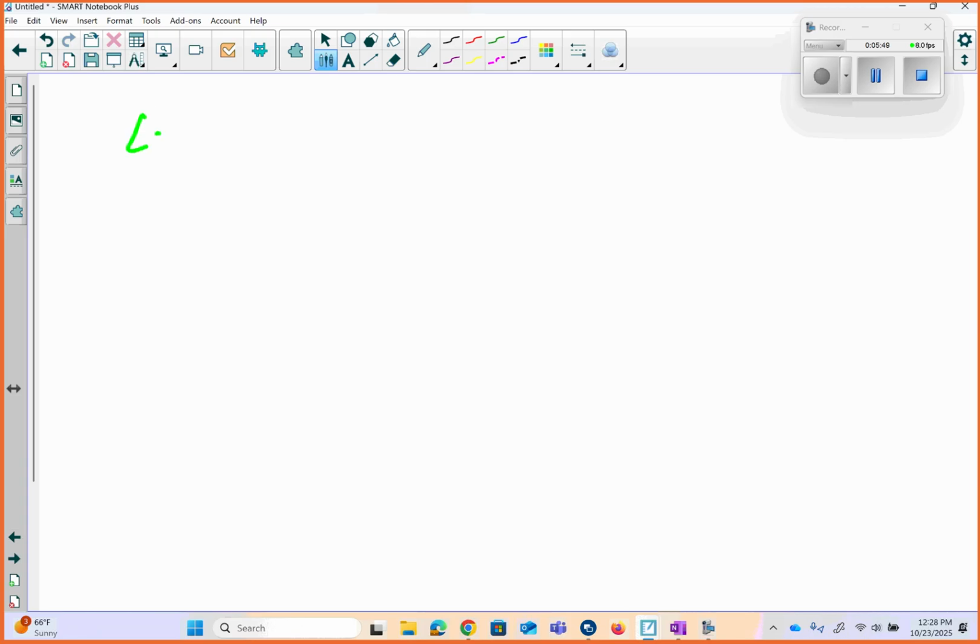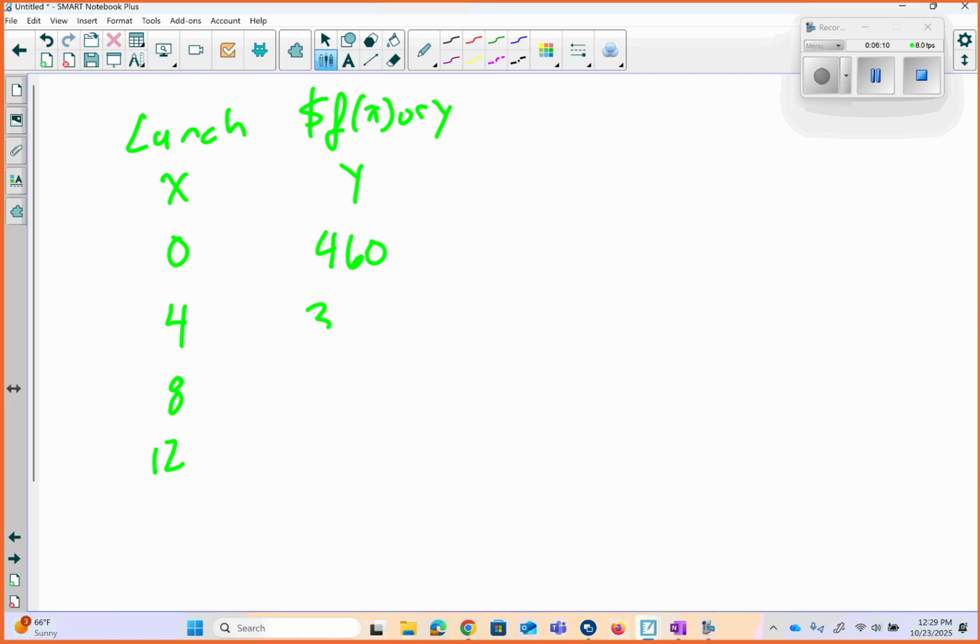So this is lunch out. And we have x, and we have 0, 4, 8, and 12. And then we have money, so we call that f of x or y. So we have 460, 380, 300, and 220.